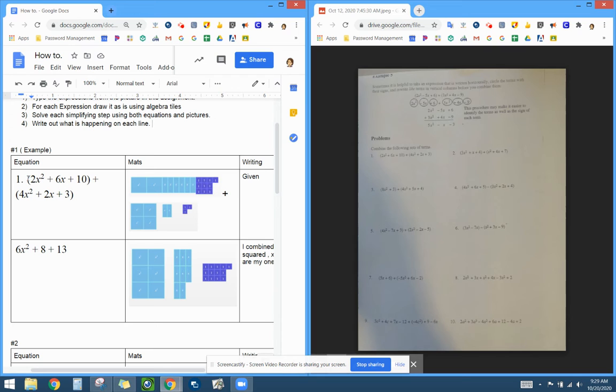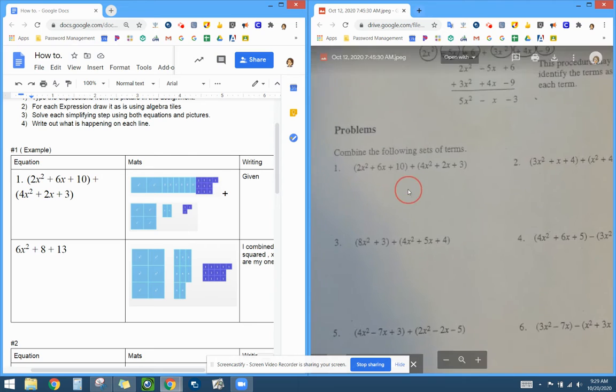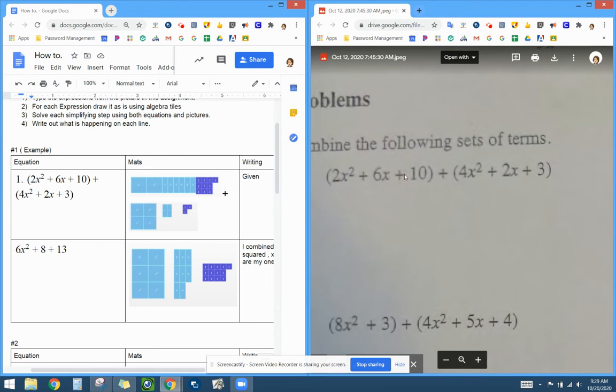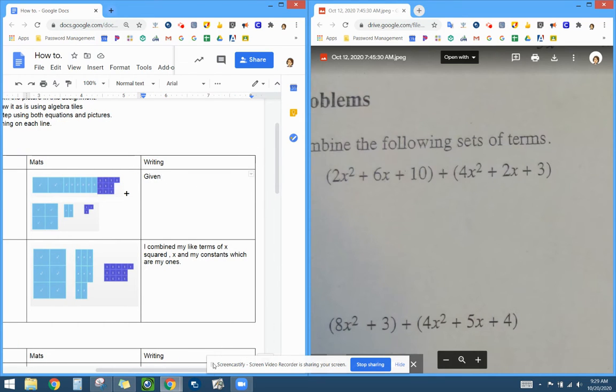You can see that problem number 1, which came from this PDF, you can see on the right-hand side. We had 2x squared plus 6x plus 10. We write that here using the equation editor, and then we add it to 4x squared plus 2x plus 3. What you'll notice is that these pictures are those actual tiles. We have 2 x squareds, we have 6 x's, and 10 ones. The next picture is 4 x squareds, 2 x's, and 3 ones. This equation was given to us, so we just write given.